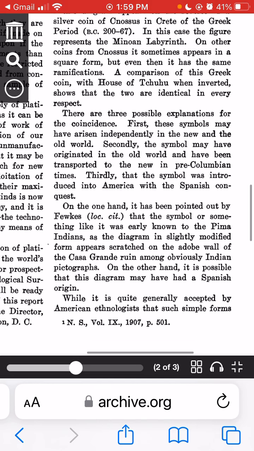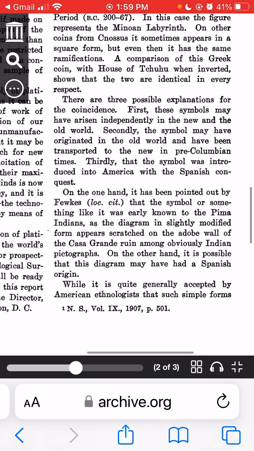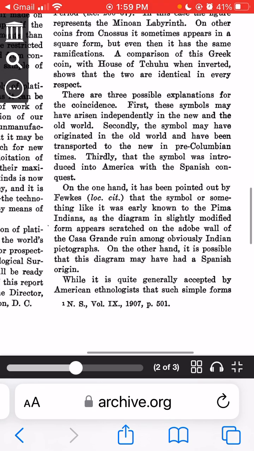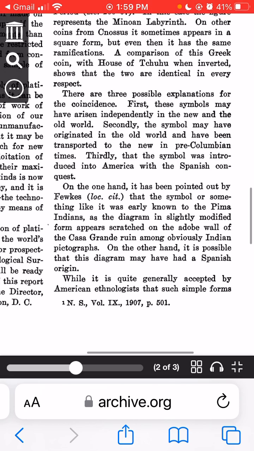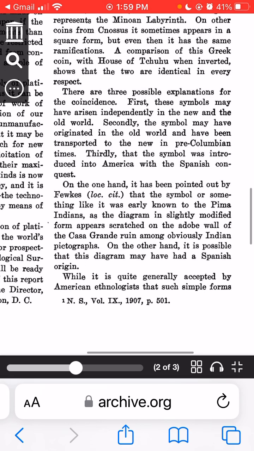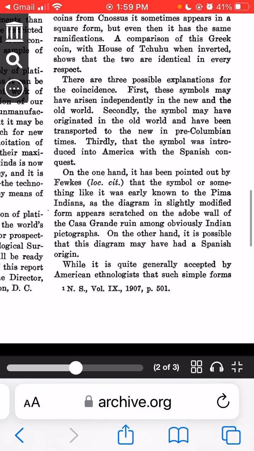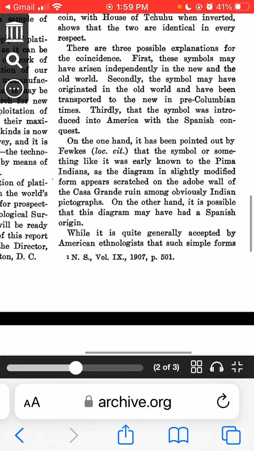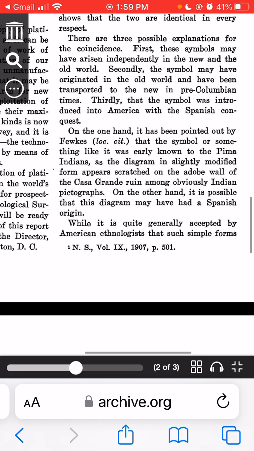A comparison of this Greek coin with the House of Tcuhu, when inverted, shows that the two are identical in every respect. There are three possible explanations for the coincidence. First, these symbols may have arisen independently in the New and the Old World. Secondly, the symbol may have originated in the Old World and have been transported to the New World in pre-Columbian times.